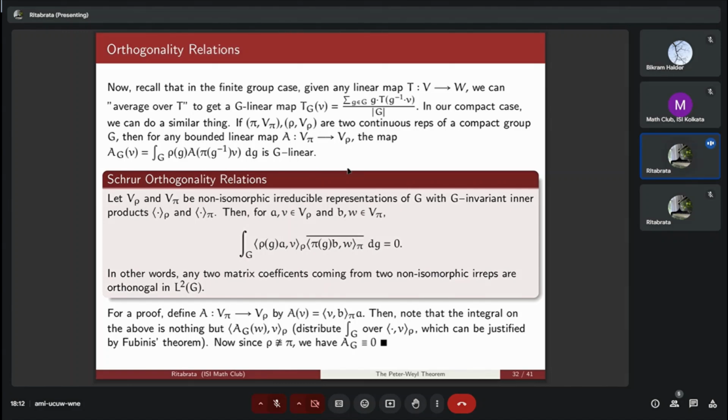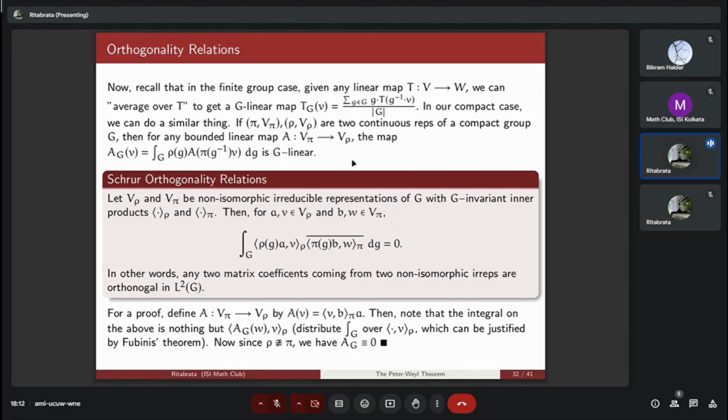This is why, at the beginning, I mentioned that 1 by size of the group times the summation over G serves as the analogue of the integration. The same thing will work here. Given any bounded linear map, we can integrate it over the group to make it G-linear. So here are the Schur orthogonality relations.